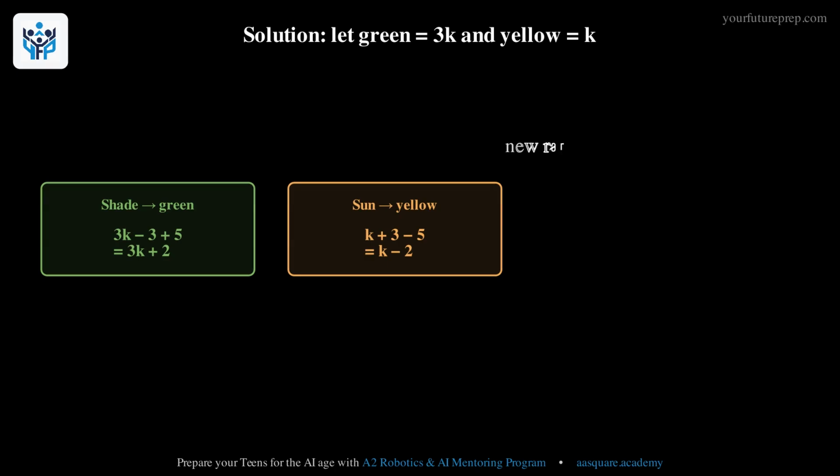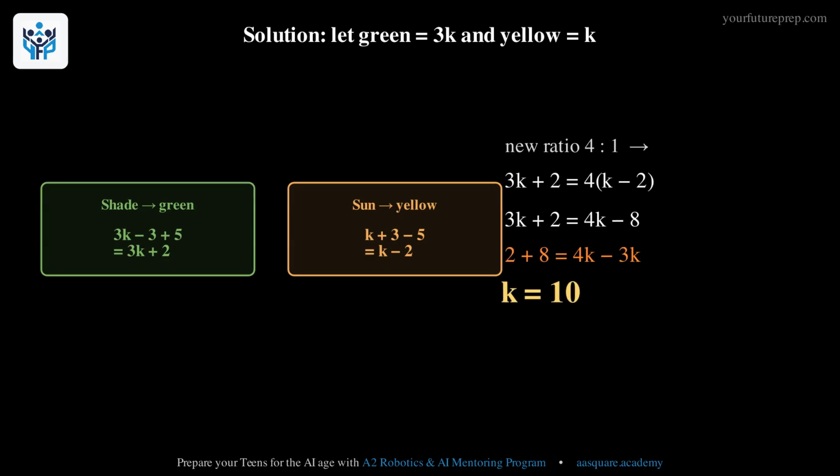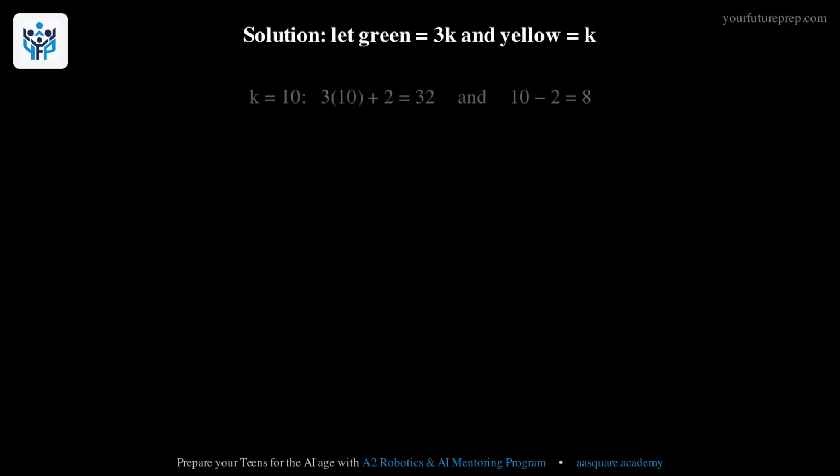The new ratio is 4-1. So the green count equals 4 times the yellow count. That gives 3k plus 2 equals 4 times (k minus 2), which is 4k minus 8. Solving: 2 plus 8 equals 4k minus 3k. So k equals 10. Plug in k equals 10.